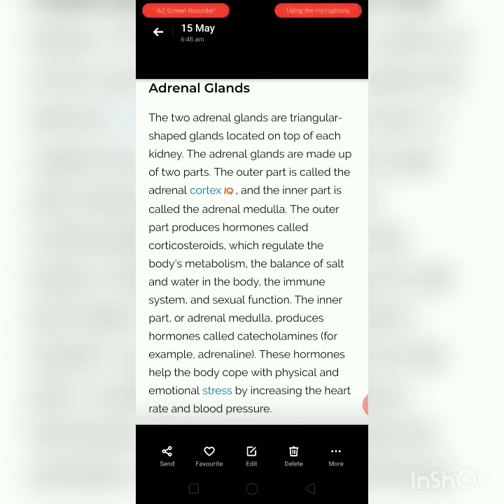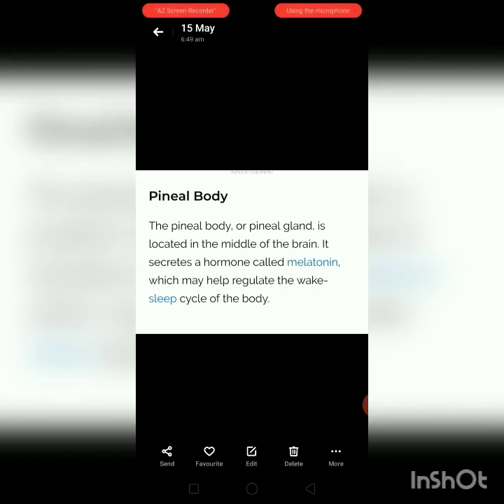The inner part, the adrenal medulla, produces hormones called catecholamines, for example adrenaline. This hormone helps the body cope with physical and emotional stress by increasing the heart rate and blood pressure. Pineal body. The pineal gland is located in the middle of the brain. It secretes a hormone called melatonin, which may help regulate the wake-sleep cycle of the body.